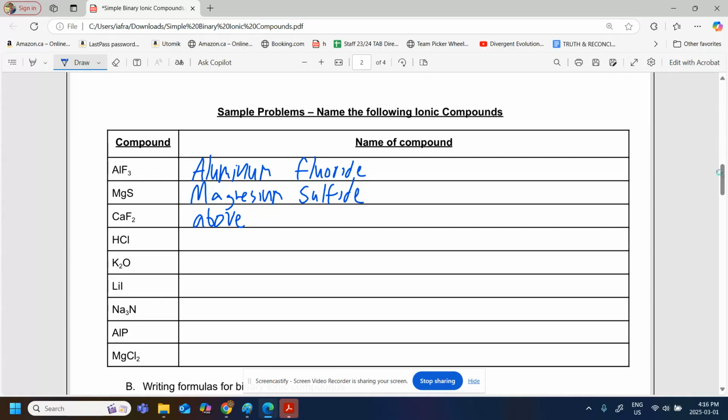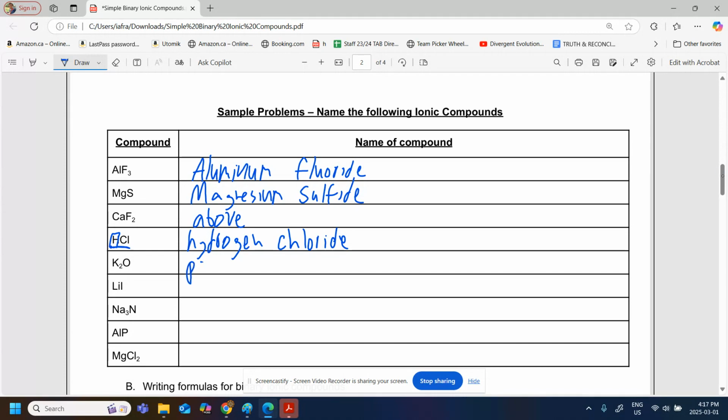HCl is interesting. That one's not really a binary ionic compound. You'll see there's two nonmetals there, so we'll revisit this one later. For now, if you called it hydrogen chloride, that works because sometimes hydrogen acts like a metal. It was just a bit of an exception in there, and we'll see why later on. So don't focus too much on that one, focus on the rest.